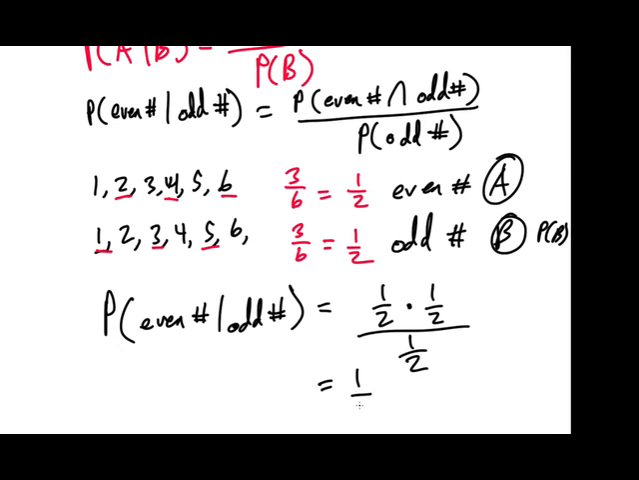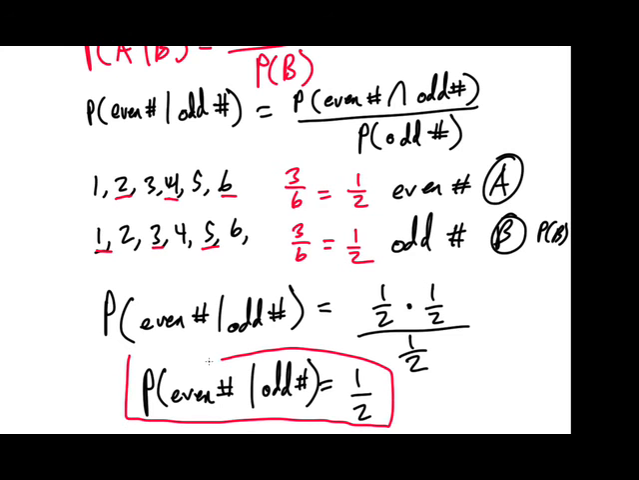So this is equal to 1/2, the probability of an even number such that it's an odd number. So our final answer is 1/2. If you need to see this worked out, 1/2 times 1/2, the way I did it quickly is I just simplified it by canceling these two.